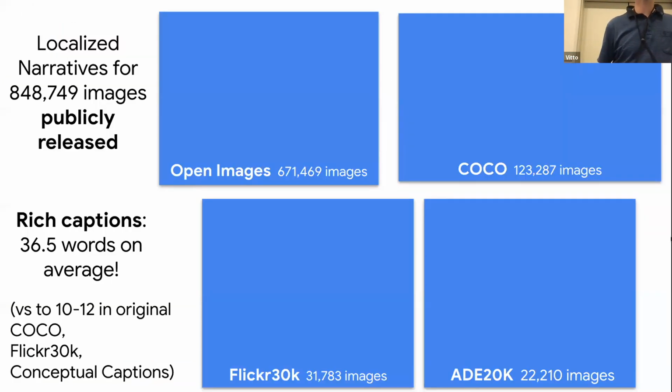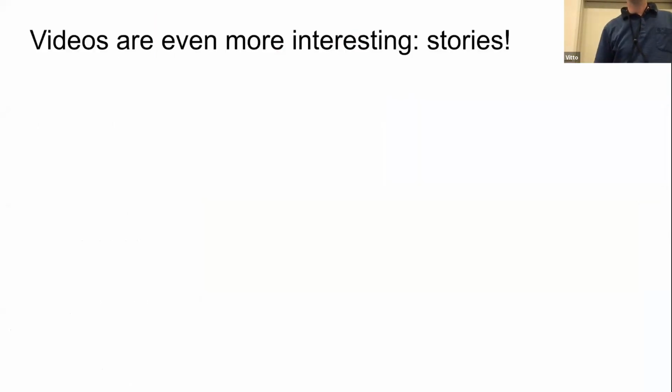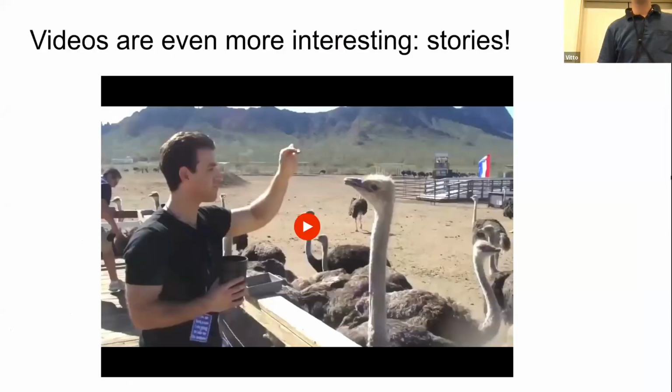So you can download this, and we have 850,000 localized narratives for free on our website, or at least since a while. This is widely used, especially to pre-train language models. You get really long captions, 37 words on average, versus typically 10 to 12 words in COCO or Flickr30K. Now, images are cool, but videos are better. So check out this video.